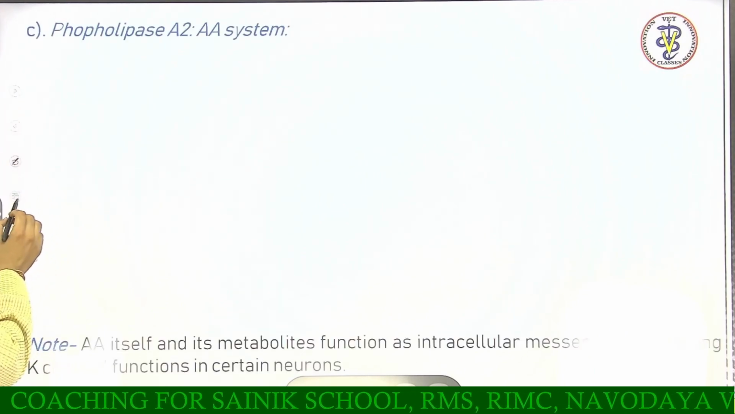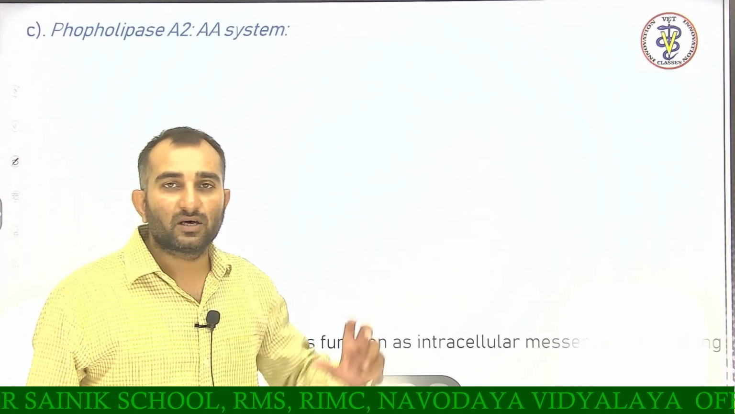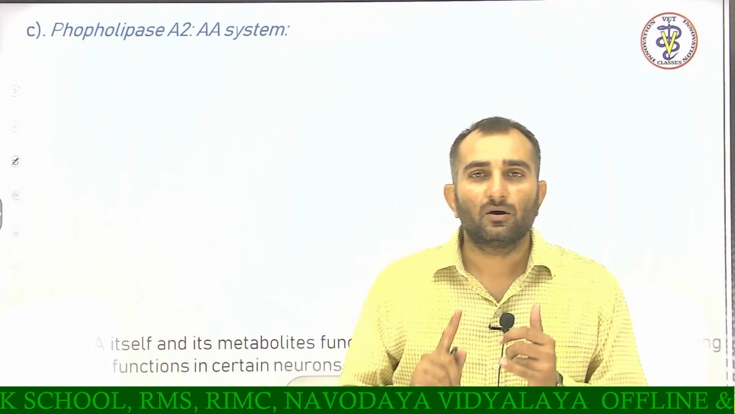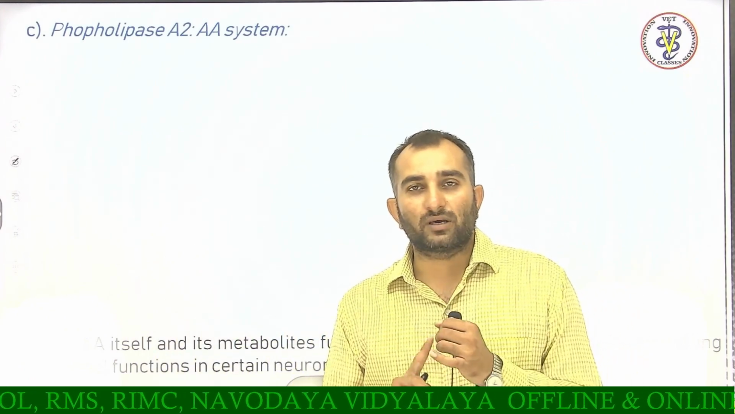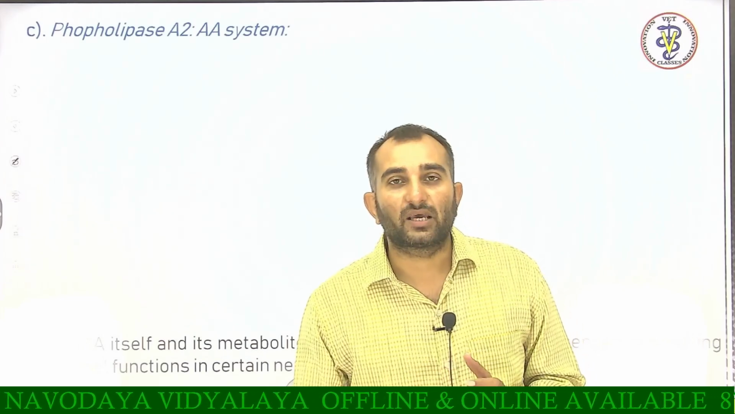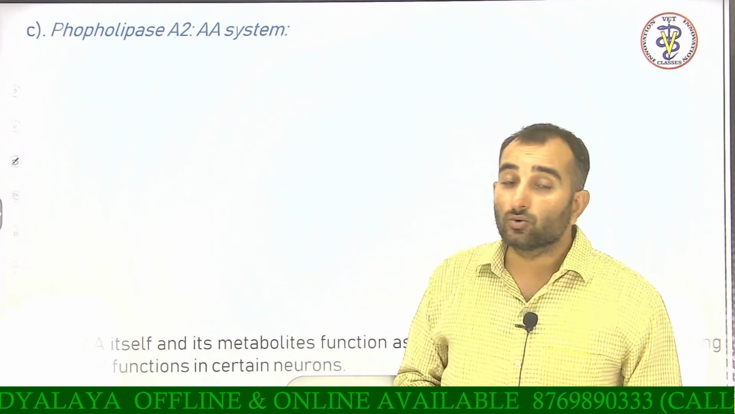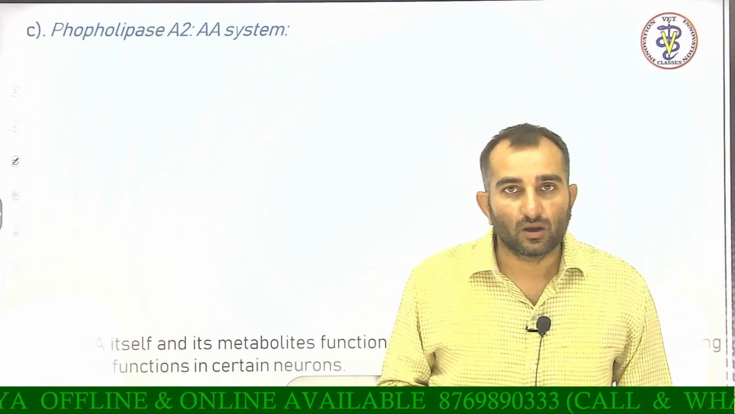Now one more, this is the third system involved in the GPCR mechanism effector system. First, we are discussing the enzyme linked effector system, in which the first is cyclic AMP, second is IP3 DAG system, and third one is phospholipase A2 or called AA system.